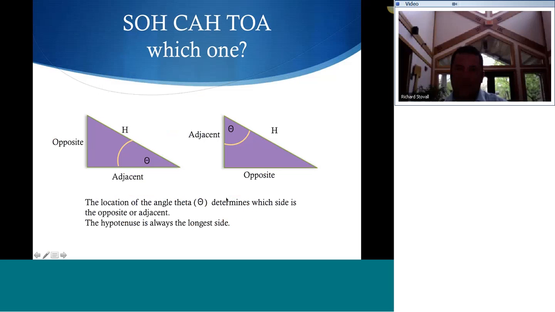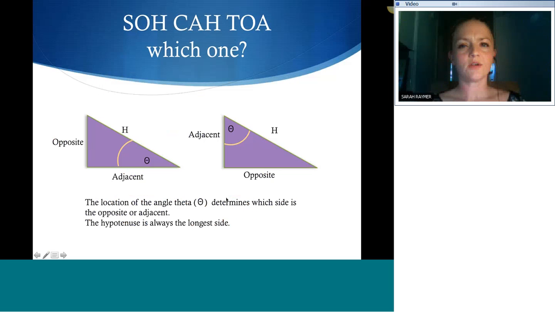Here we go. So, SOHCAHTOA. This is a really nice mnemonic that helps us to remember these formulas.